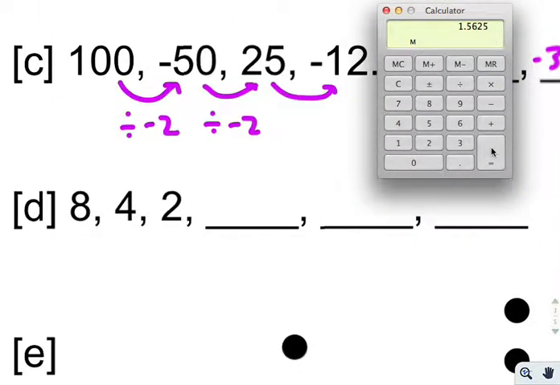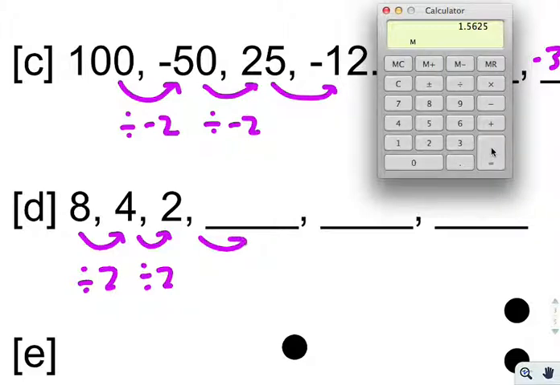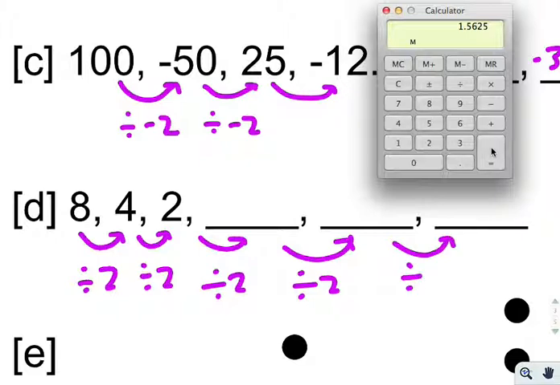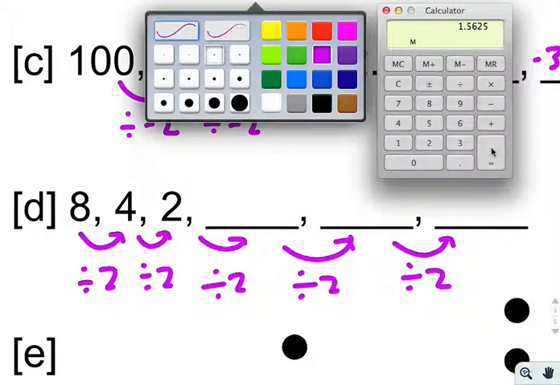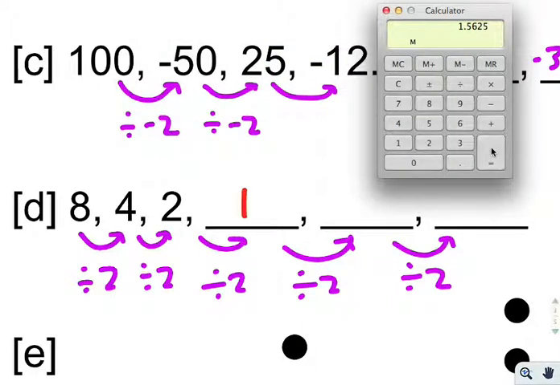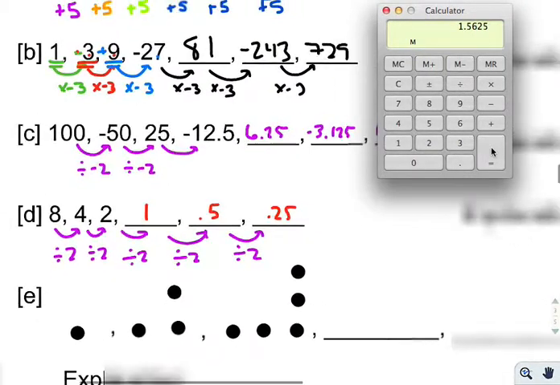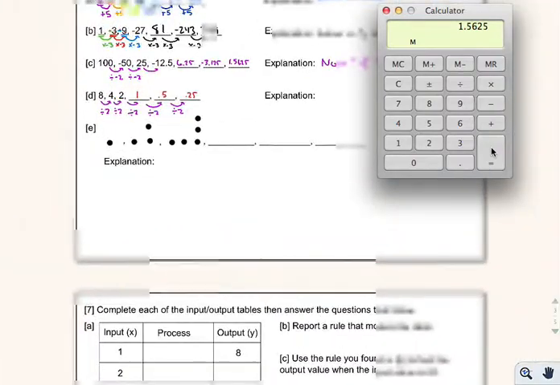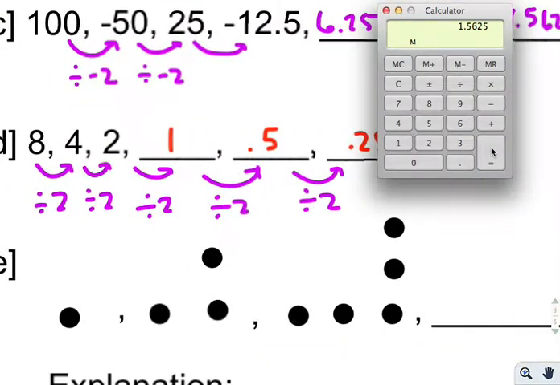One last one. We have 8, 4, 2. Well, this is subtract 4. This is subtract 2. That's not going to work. Okay. Let's see. 8 divided by 2. Oh. 4 divided by 2 is 2. So I think if we carry on this division by 2, we'll be in good shape. Okay, so we'll have 2 divided by 2 is 1. Divided by 2 again is a half. That's like 50 cents. Divide by 2 again, and we get 0.25. So that's the explanation with the numbers that works.